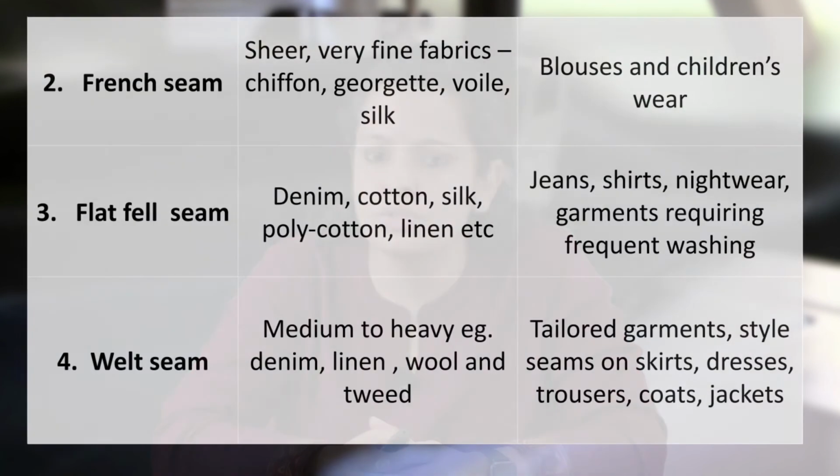Then we have the welt seam, which we use for the medium to heavyweight fabrics like the denim, linen, wool, and the tweed. And it is also used for the tailored garment style. For extra ornamentation, we also use this type of seam for the seam on the skirt, dresses, trousers, coat, and jackets. This particular welt seam we use in the construction of these garments.